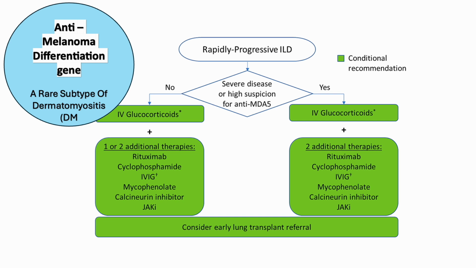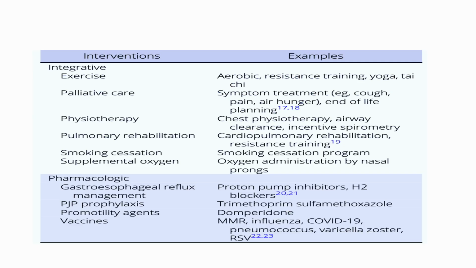When we talk about cyclophosphamide, because of the severity of the disease, IV will again be preferred over oral, and cyclophosphamide will be preferred over MMF and azathioprine in rapidly progressive cases. The recommendation also goes against methotrexate, leflunomide, azathioprine, TNF inhibitors, tocilizumab, nintedanib, and plasma exchange in rapidly progressive ILD. Coming to additional integrative therapy, pulmonary rehabilitation will have a strong role, so will vaccination, physiotherapy, and palliative care.